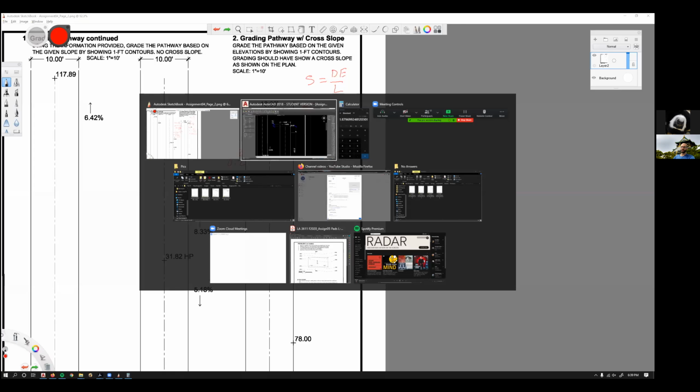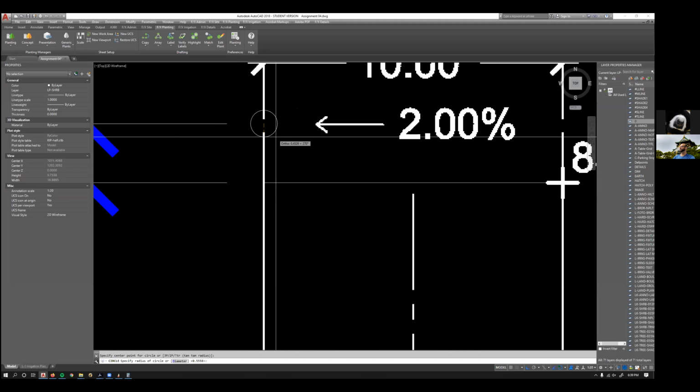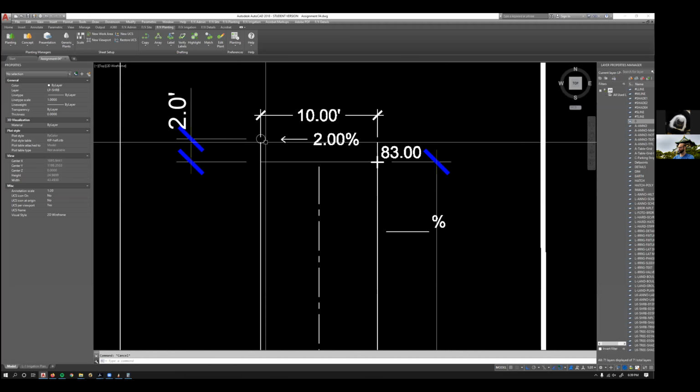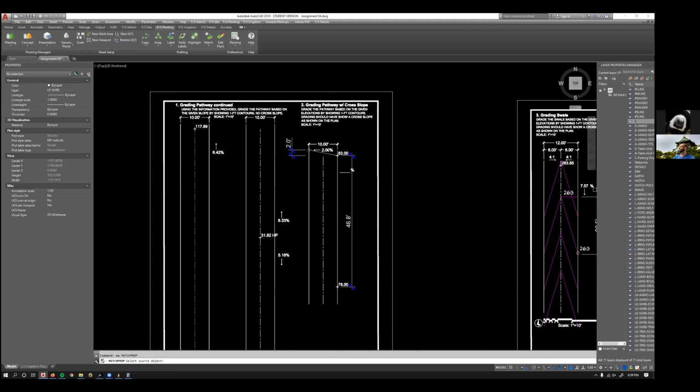So over here, we're going to take our line and we're going to measure up 2 feet to get to this point, and our first contour line is going to be that right there.